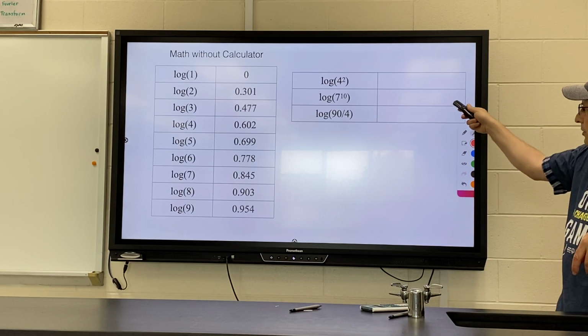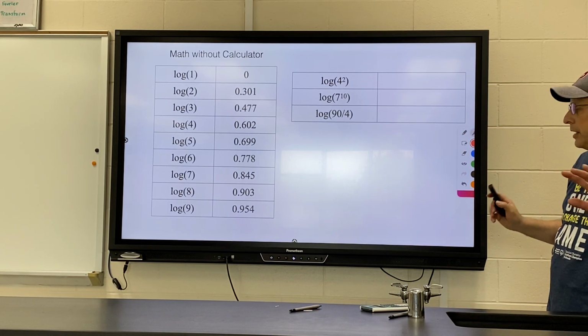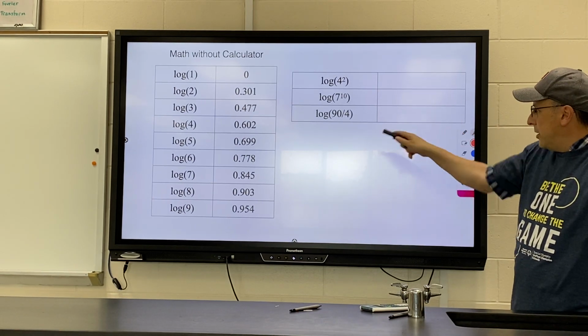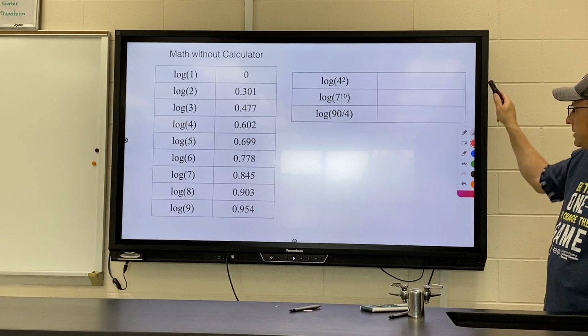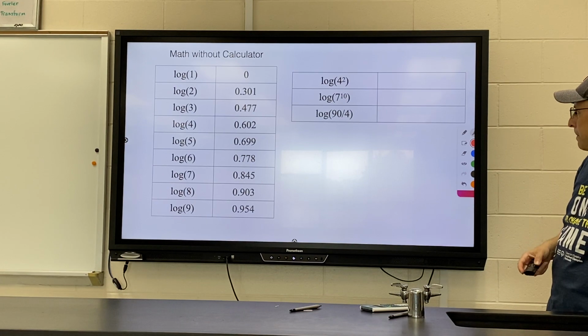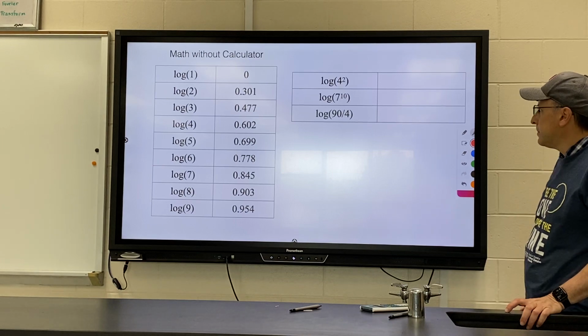Okay, so see if you can do these three, which would be really hard to do without a calculator, and try not to use your calculator. Just use the rules that we had in our simple log table and see if you can evaluate what we get for each of those three expressions. A power, and a division.